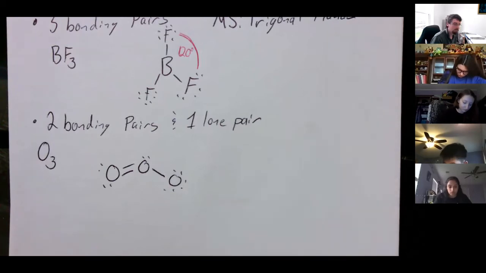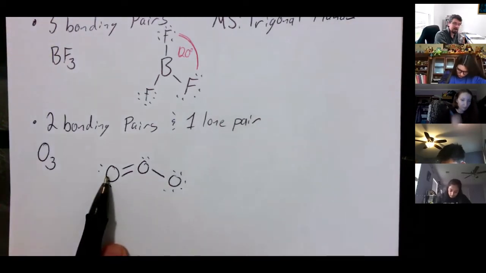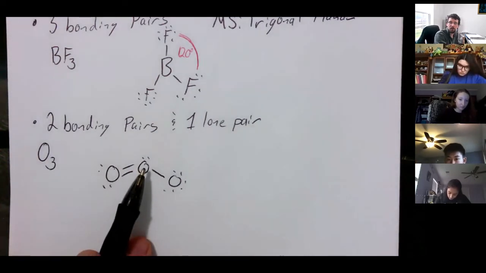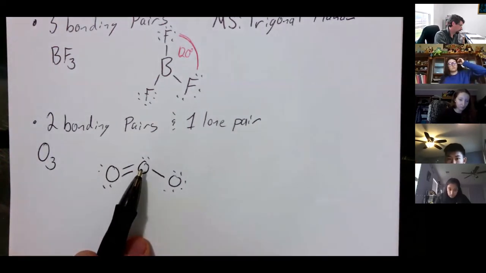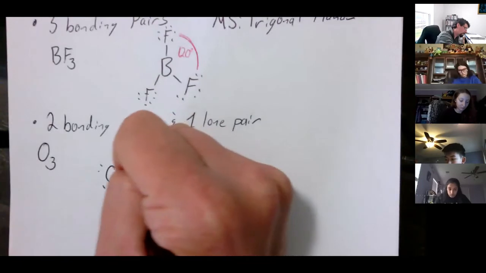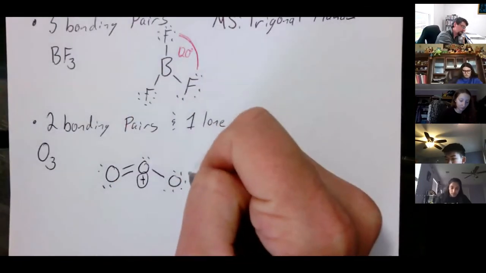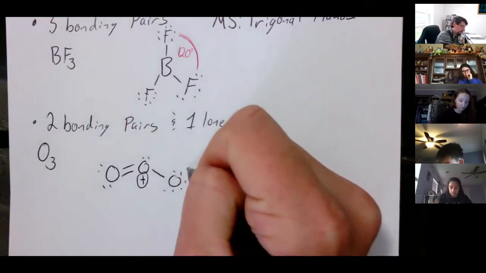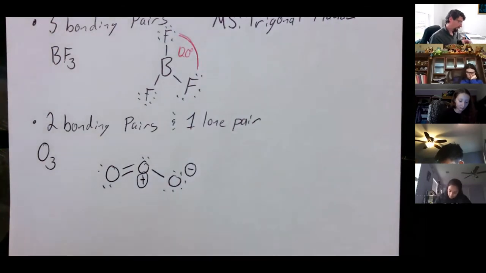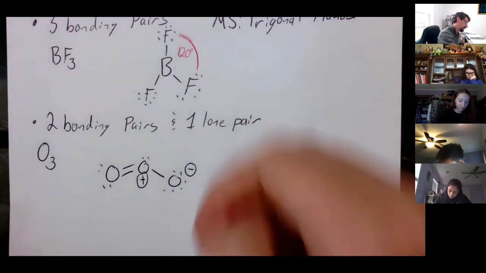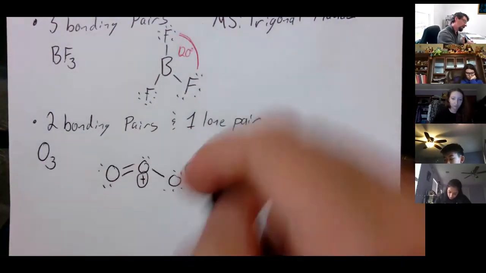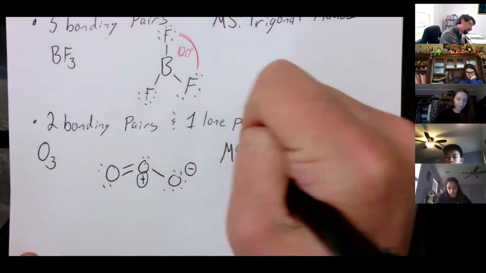Formal charge. Formal charge on this oxygen, what's it going to be? 0. Center one. +1. Yep, +1. Last one? -1. Yep. Okay. Anybody have an idea of what this molecular shape's name is going to be?